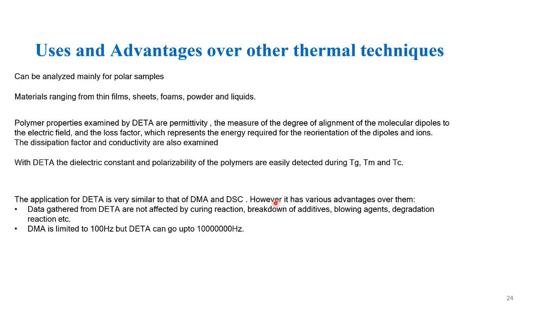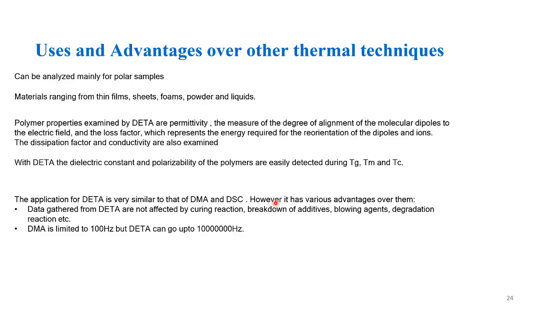So the uses and advantages of DETA over the thermal technique: these are mainly used to analyze polar samples. Materials ranging from thin film sheets, foams, powders, and liquids can be analyzed. Polymer properties examined by DETA are permittivity, a measure of the degree of alignment of the molecular dipoles to the electric field, and the loss factor, which represents the energy required for the reorientation of the dipoles and ions. The dissipation factor and conductivity are also examined.